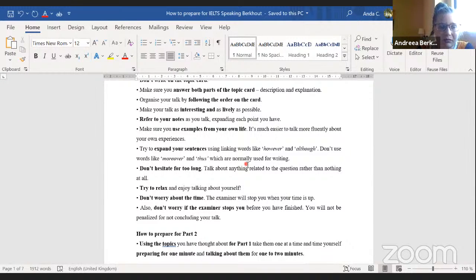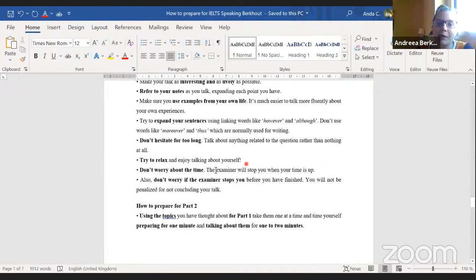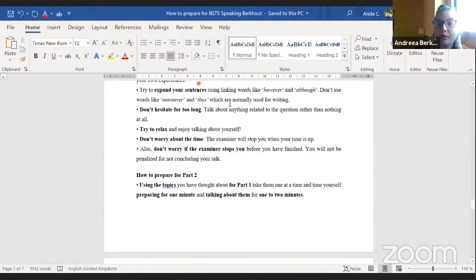And just don't worry about the time, because even if you are stopped before you finish, you will not be penalized for this. Make your sentences as complex as possible if you can. Add some connectors, like however, moreover. Actually, things like moreover and furthermore may be considered too formal for speech. They are mostly for writing. But normal connectors like however or also are perfectly fine.